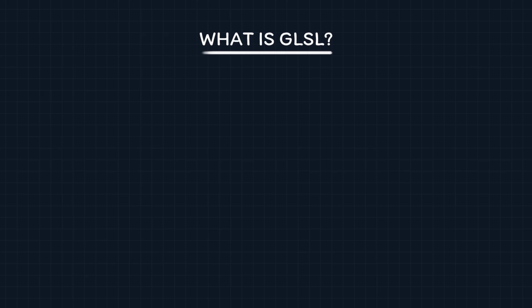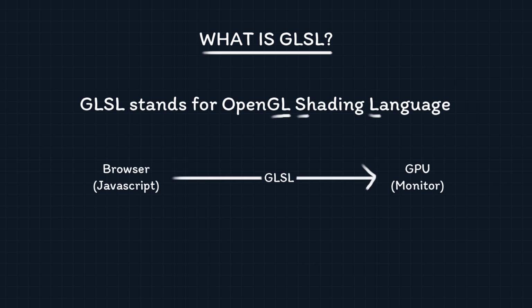So what is GLSL? GLSL stands for OpenGL Shading Language. In a nutshell, it is a programming language through which a web application can communicate with the graphics card in order to display 2D and 3D stuff on the browser.